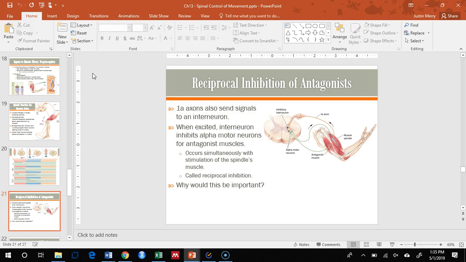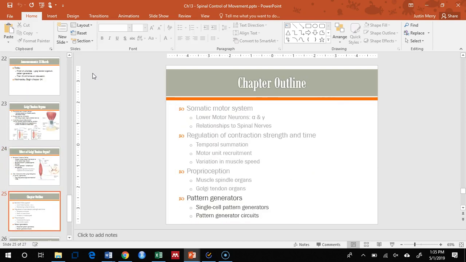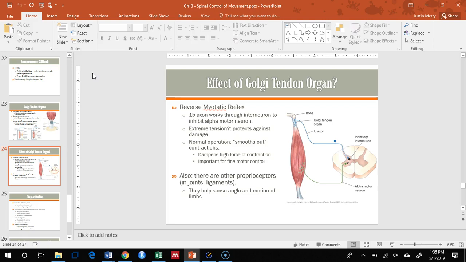Oh, yeah. So the other one then is the reverse myotatic reflex. That's the Golgi tendon organ one. That's what you mean, right? This one? Yeah, this is the one that's run by the Golgi tendon organ.